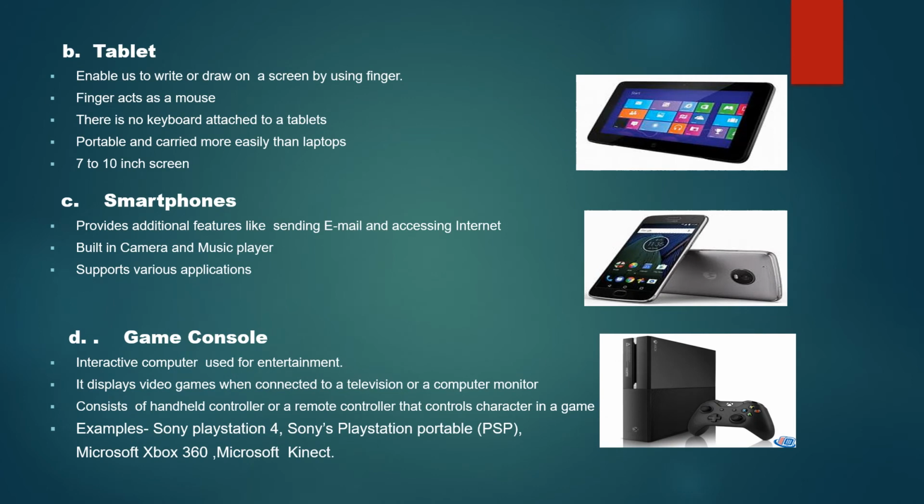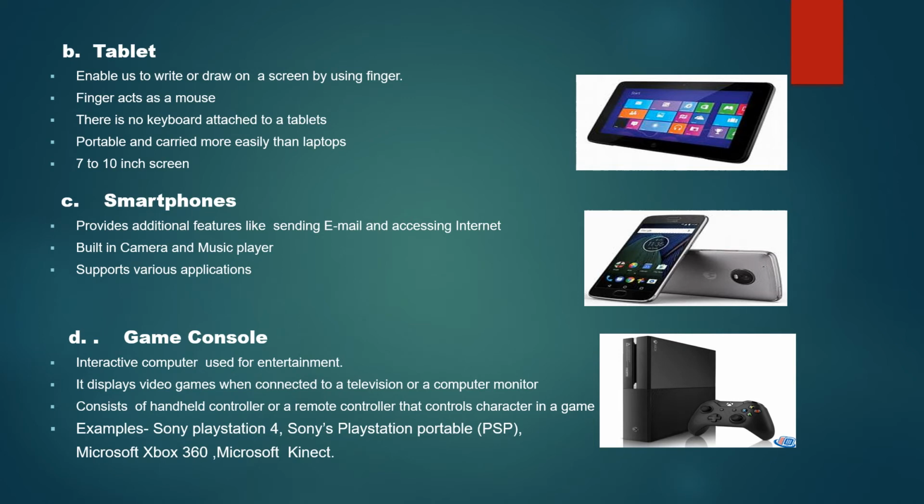So second type of mobile computer is tablet. Tablets basically enable us to write or draw on a screen by using fingers, as you can see in the picture. And the finger acts as a mouse. There's no keyboard attached to a tablet. Tablets are portable and carried more easily than laptops. The screen size of tablets is usually 7 to 10 inches. Third type of mobile computer is smartphones. Smartphones basically provide additional features like sending email and accessing the internet. It has a built-in camera and music player. It supports various applications like WhatsApp and Skype.